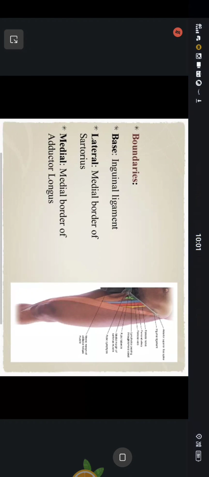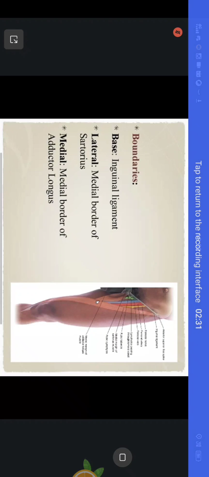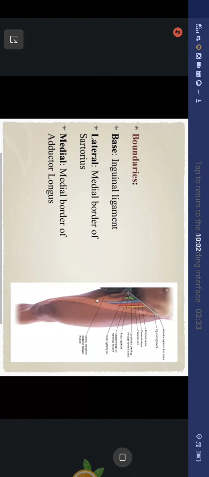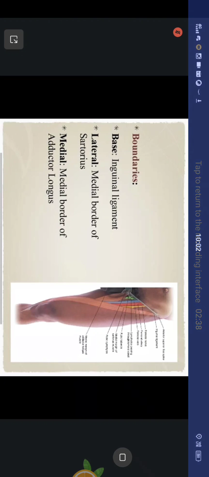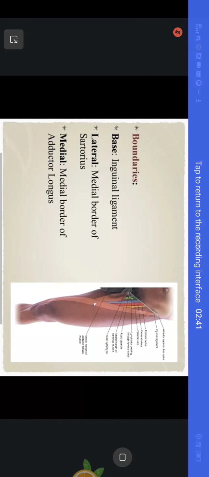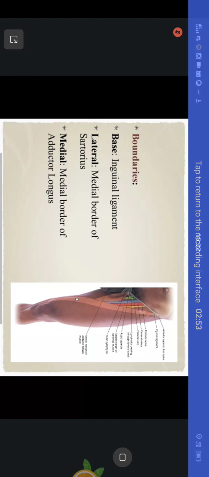Now coming to the apex. Apex is a point where the medial boundary and lateral boundary are meeting. This is where I am focusing the cursor. It is the apex. And the apex of the femoral triangle continues downwards as the adductor canal or subsartorial canal or Hunter's canal, which is seen below the sartorius. So the name is subsartorial canal or Hunter's canal or adductor canal.